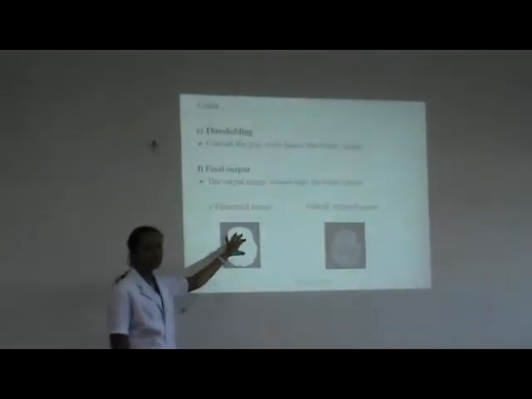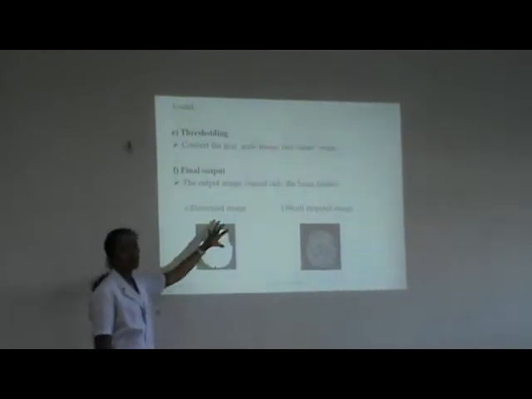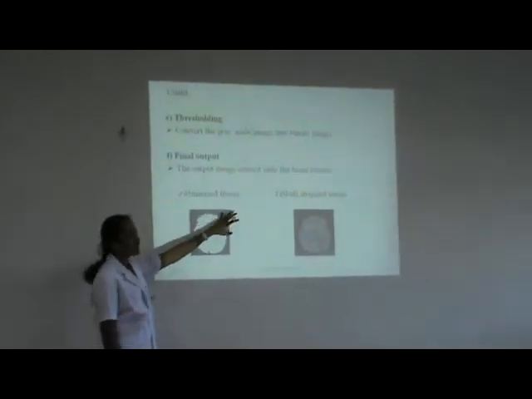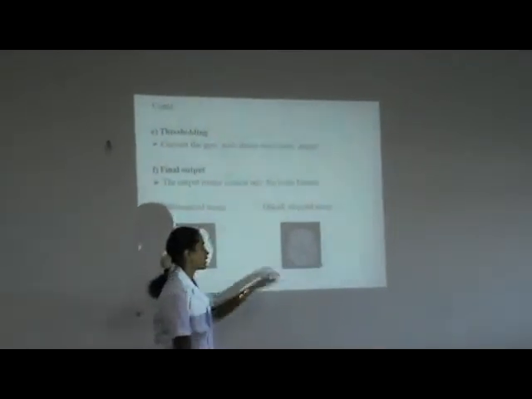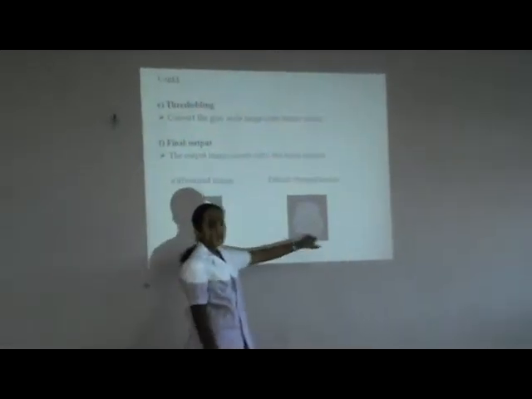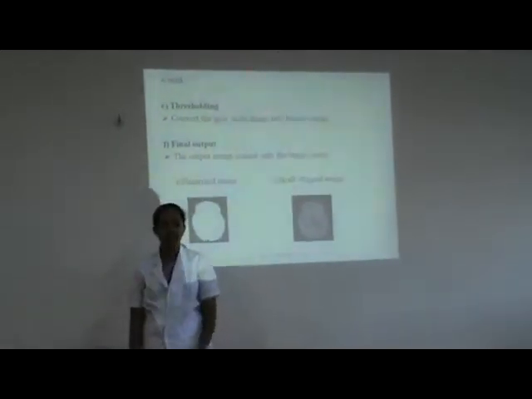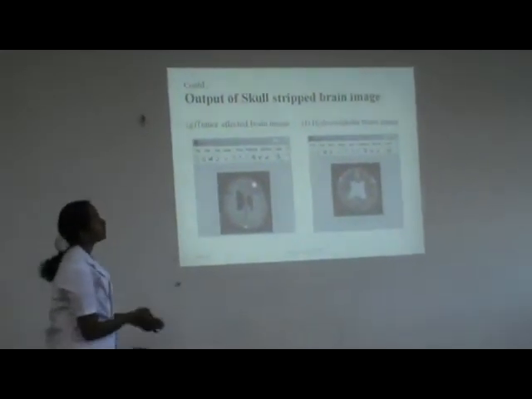This is a binary image, represented in zeros and ones. The parts we need are represented in ones, and the unnecessary parts are represented as zeros. And this is the skull stripped image. The outer skull part is taken away, and it consists of only the brain cells we need for the diagnosis. This is the output for the skull stripped brain image.